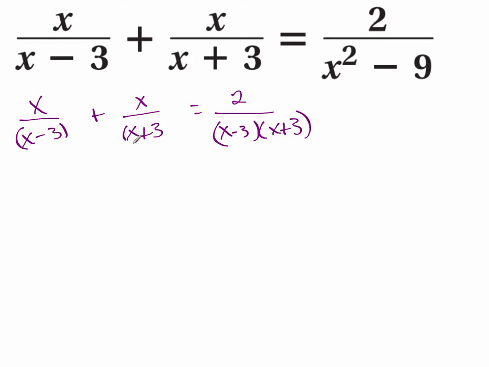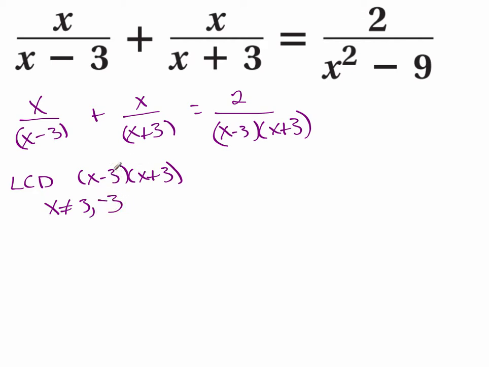As soon as you get everything fully factored, you want to look for your least common denominator. The least common denominator is going to be (x minus 3) times (x plus 3). From your least common denominator, you are going to want to list your restrictions. X cannot equal 3 and it cannot equal negative 3.